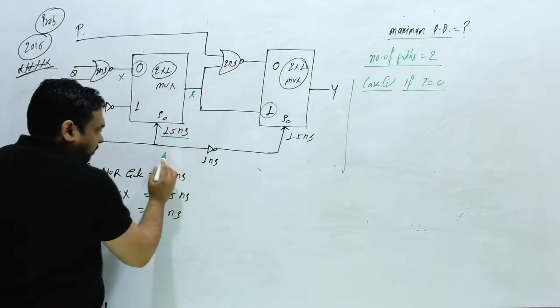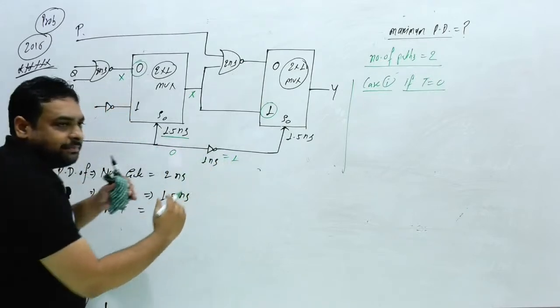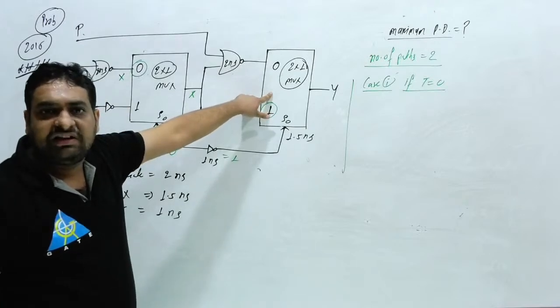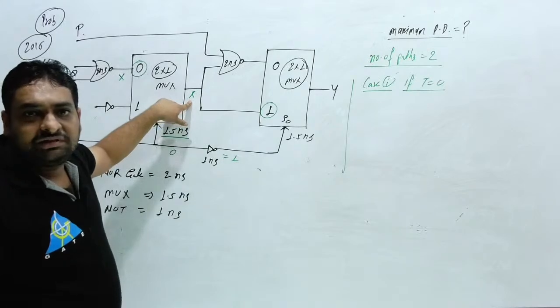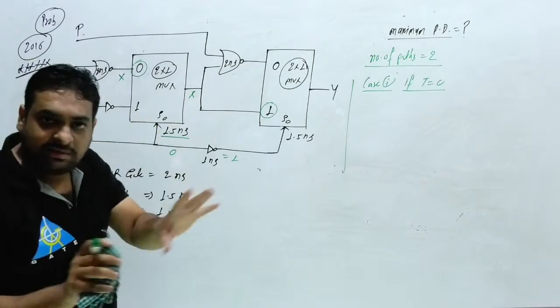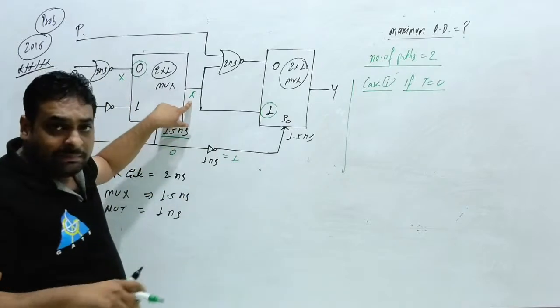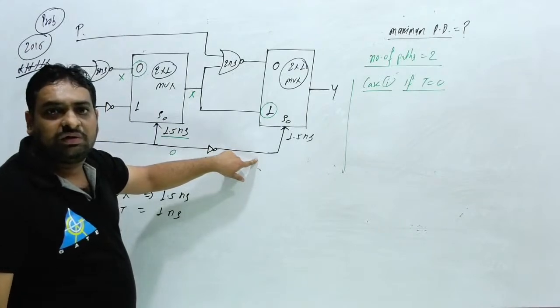Now if this is 0, this will be 1. When will this be 1? After 1 nanosecond. So after 1 nanosecond, this multiplexer will start to work, and you are getting X after 3.5 nanosecond. That can be synchronized. Yes, that can be easily synchronized. This is available after 3.5 nanosecond, and this is going to start at 1 nanosecond.